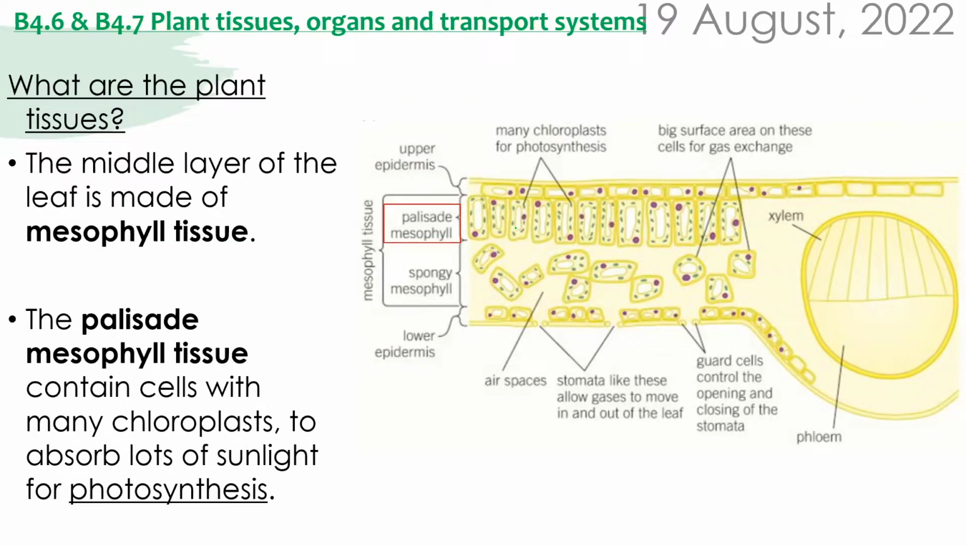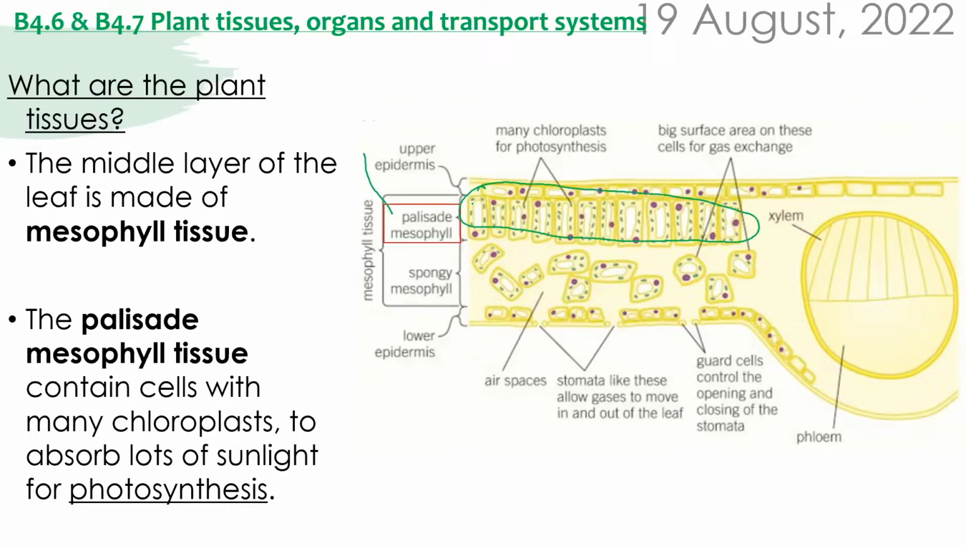Okay, so you've got the middle layer. This is a very, very important part. It's called the palisade mesophyll. Mesophyll means the middle layer of the leaf. So this is the palisade, not the spongy, the palisade. If you look, it's highlighted in red. It's all of this bit.